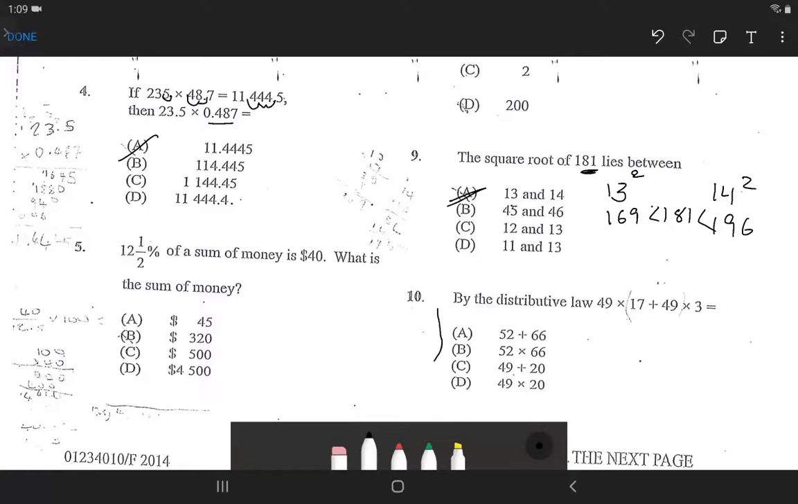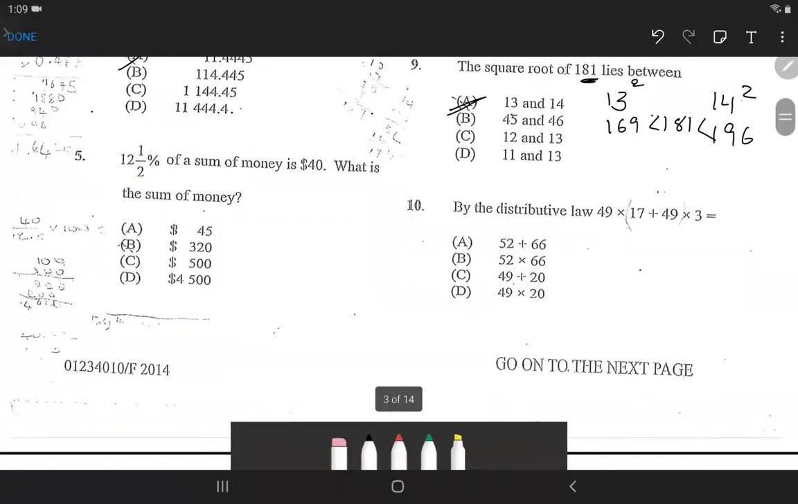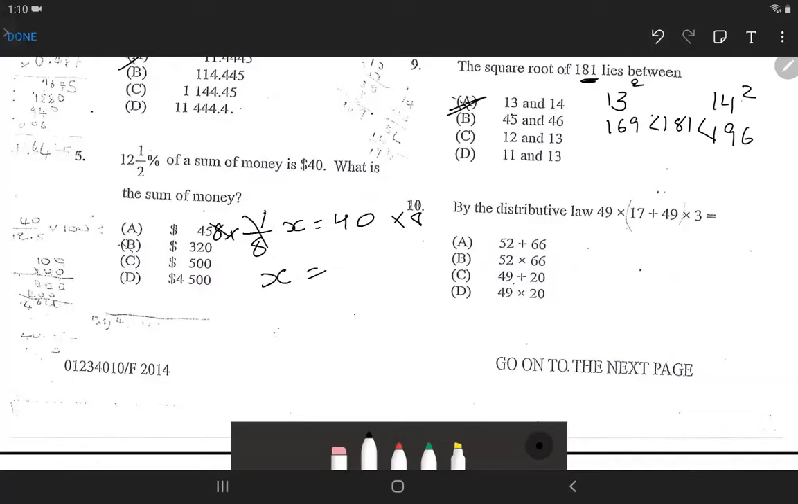12.5% of a sum of money is $40. What was the sum of money? Well, 12.5 is half of 25, which is half of a quarter of the 100%, which would make sense that 12 and a half is 1/8. So 1/8 of a sum of money is $40. So that's 1/8 X is equal to 40. Multiply both sides by 8. So this will cancel. So X is equal to 40 by 8. 8 fours is 32. We have the 0.